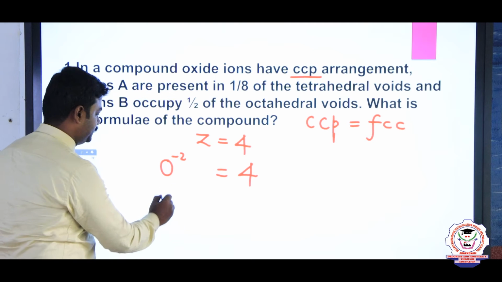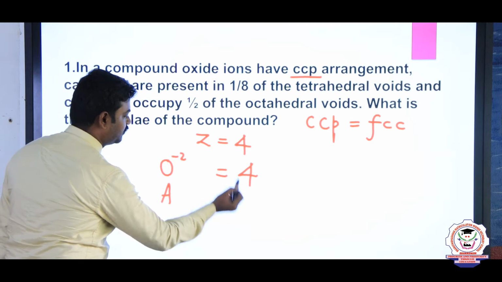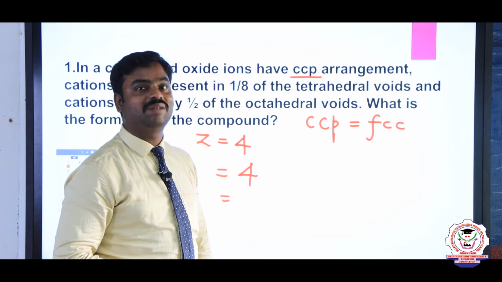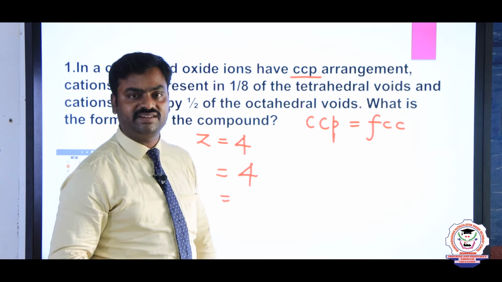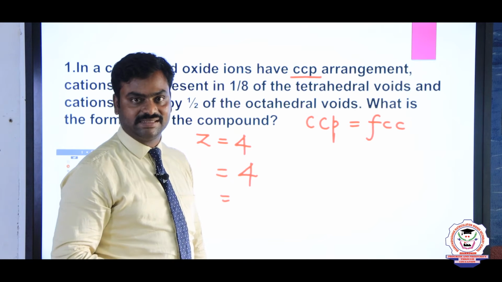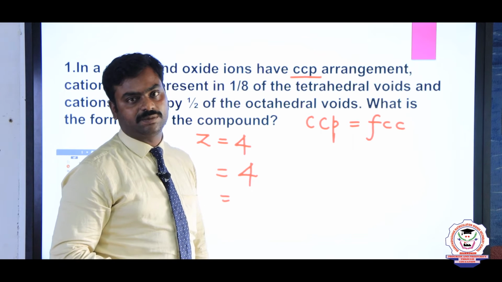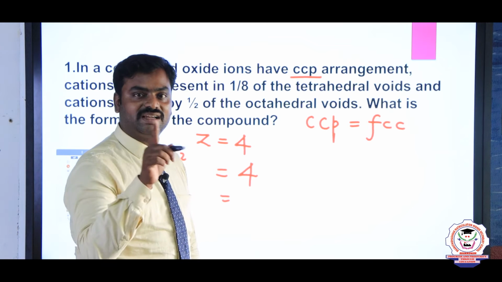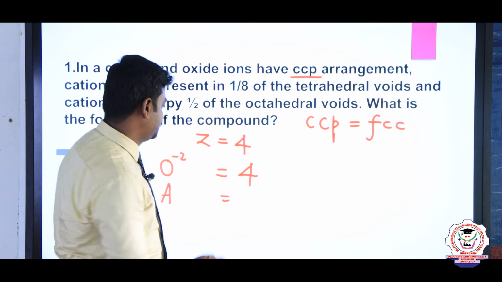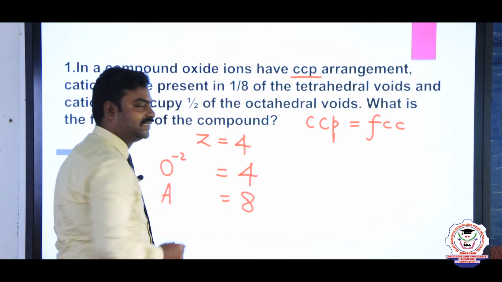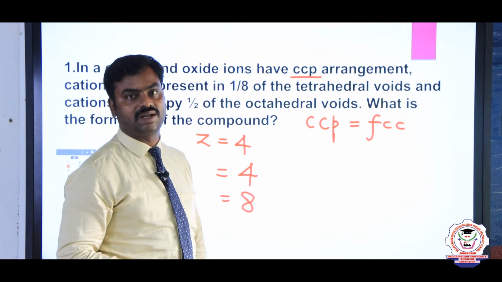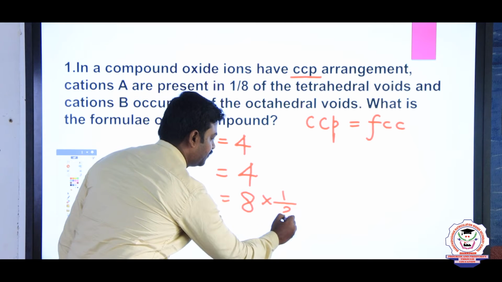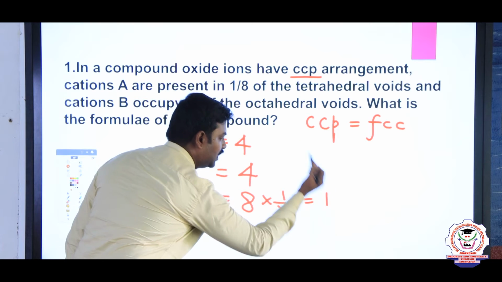What about A? They say 1/8 of the tetrahedral voids are occupied. How many tetrahedral voids are possible in FCC? That is double the number of atoms per unit cell. Here FCC has 4 atoms, so the total number of tetrahedral voids is 8. But only 1/8 of the tetrahedral voids are occupied, so we have to multiply by 1/8. That is equal to only 1.